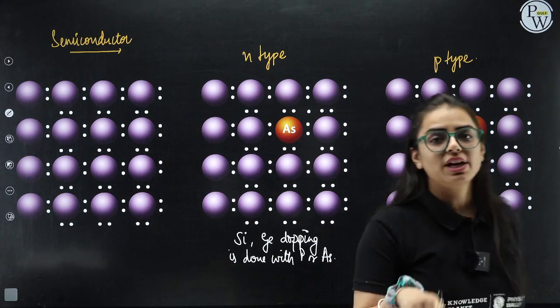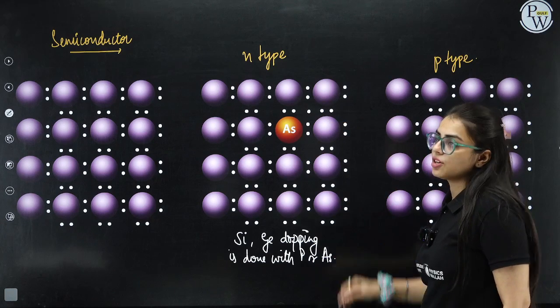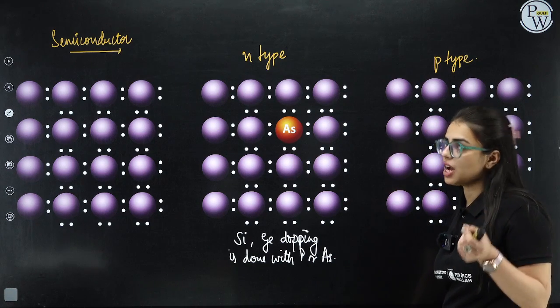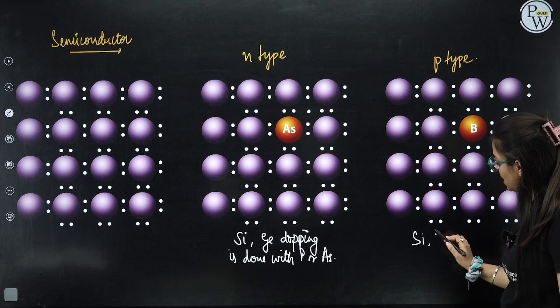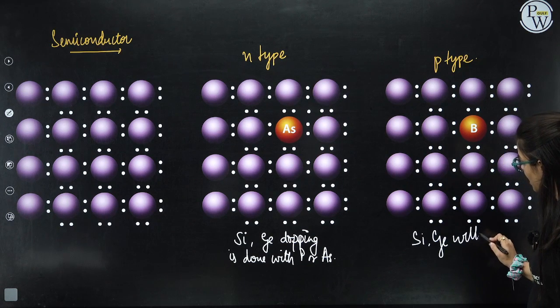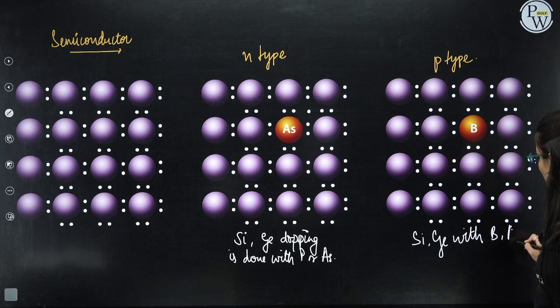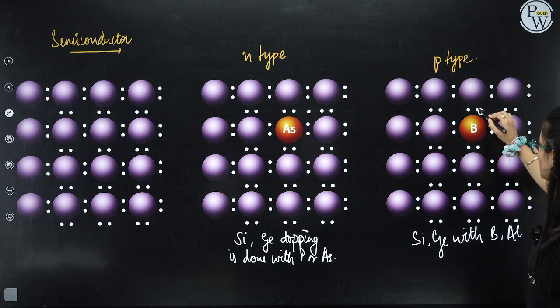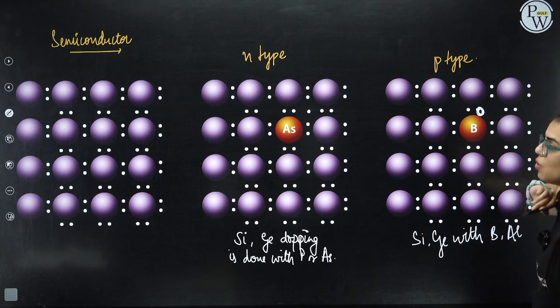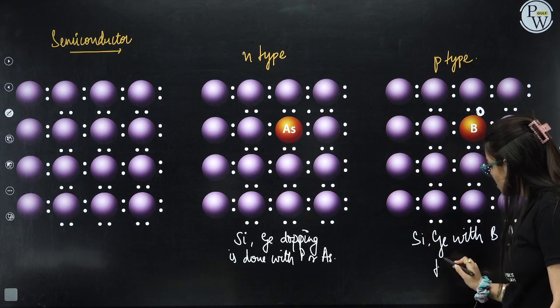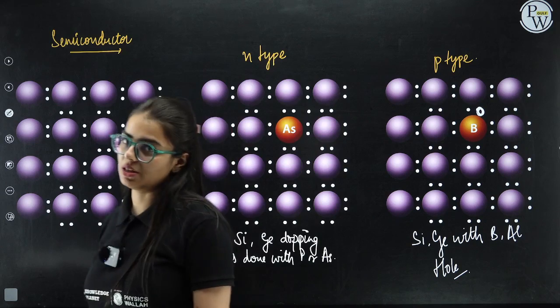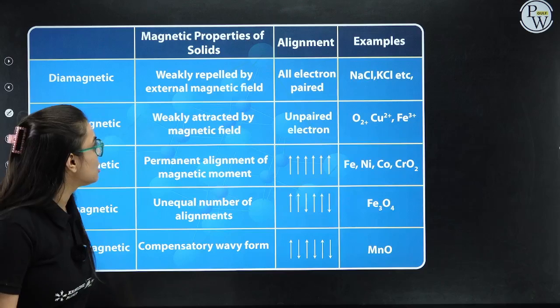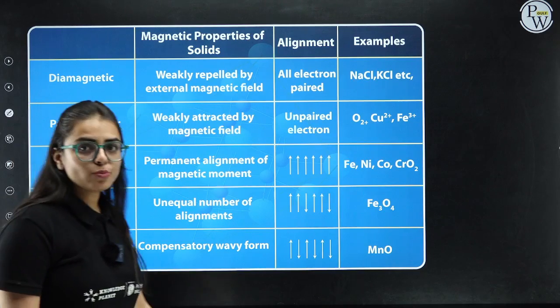When you are doping, you will find an extra electron. This extra electron is responsible for imparting negative charge, and so it is an N-type semiconductor. And when you are doping silicon and germanium with group 13 elements, for example boron or aluminium, there will be a hole present, not an electron. The hole imparts positive charge, so it is a P-type semiconductor. Clear, guys? Now students, coming to the last part, that is magnetic properties of solids.